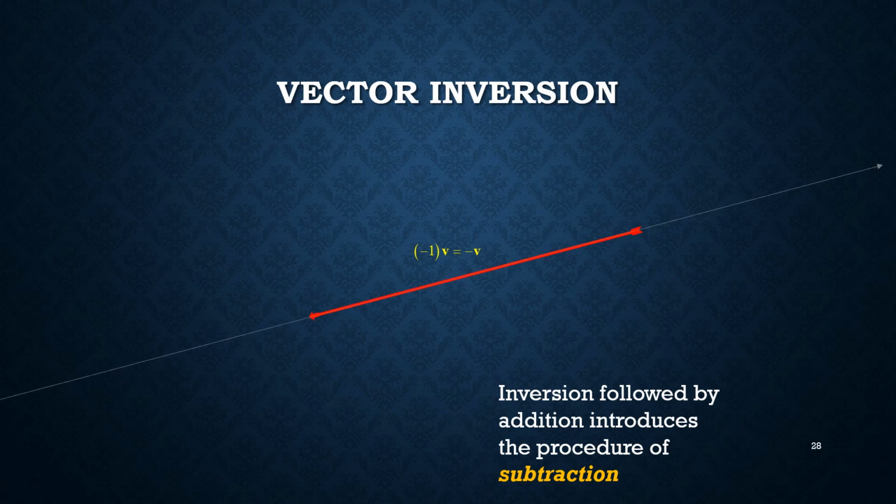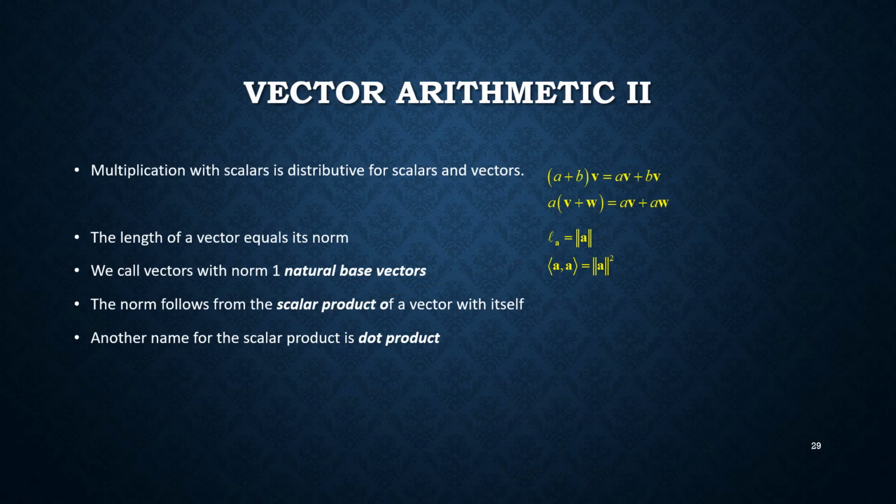inversion followed by addition introduces the procedure of subtraction. Multiplication with scalars is distributive for scalars and vectors. The length of a vector equals its norm. We call vectors with norm 1, natural base vectors. The norm follows from the scalar product of a vector with itself. Another name for the scalar product is dot product.